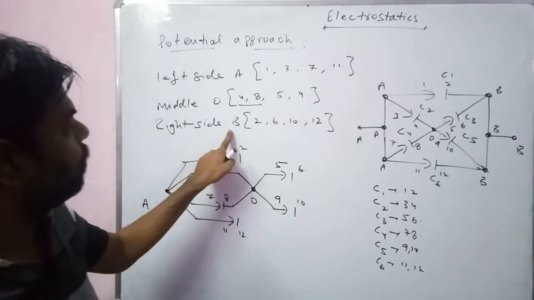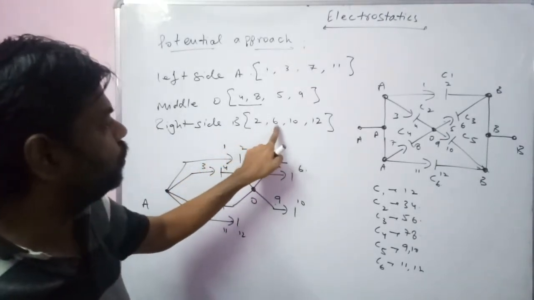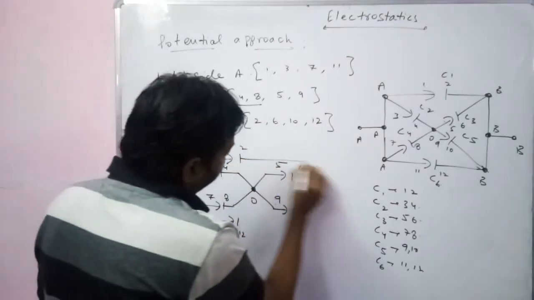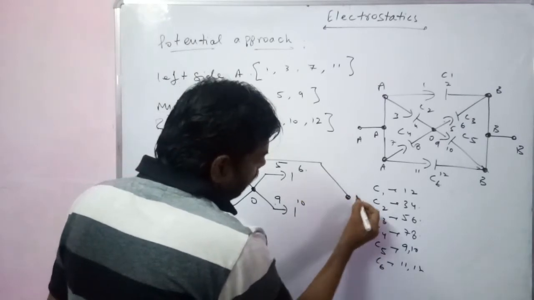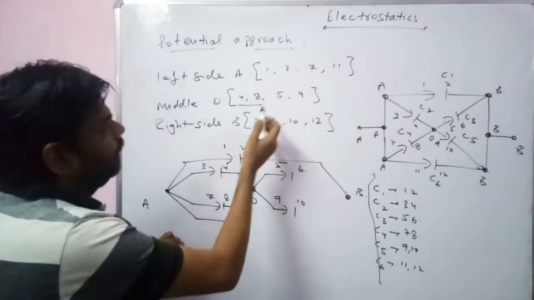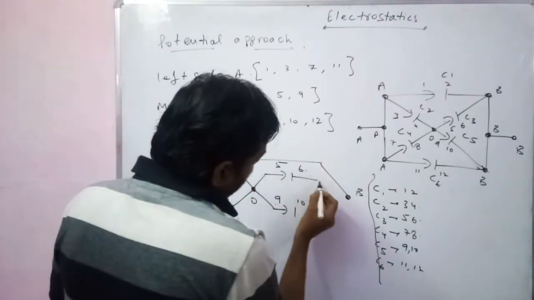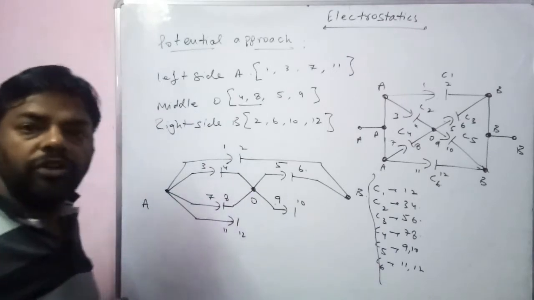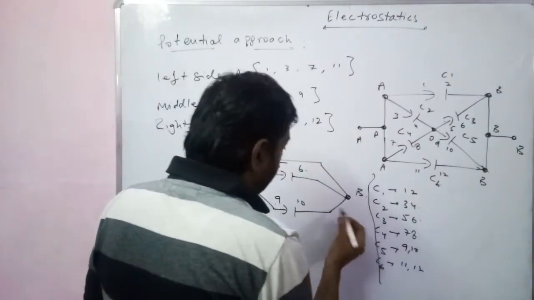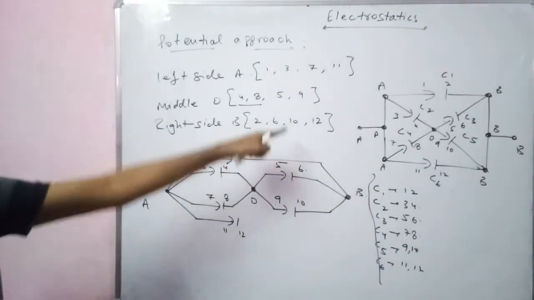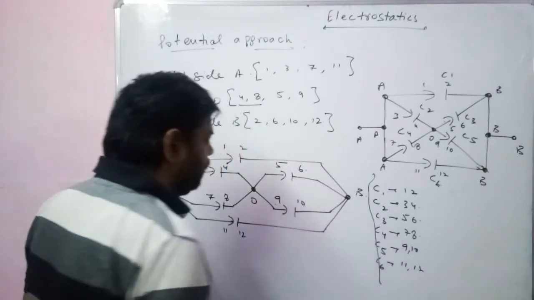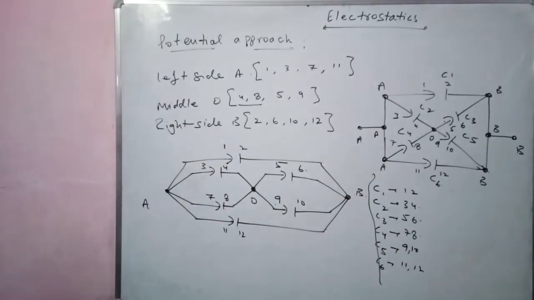Now comes out the point B. The plate 2, 6, 10 and 12. They are to be connected with the point B. The first 2. Let us connect it with this point say B. Okay? Then comes out 6. Let us again connect it with the point say B. Then comes out 10. Again we are connecting it with the point B. Then comes out 12. Again we are connecting it with the point B. Clear? Now the circuit gets completed.